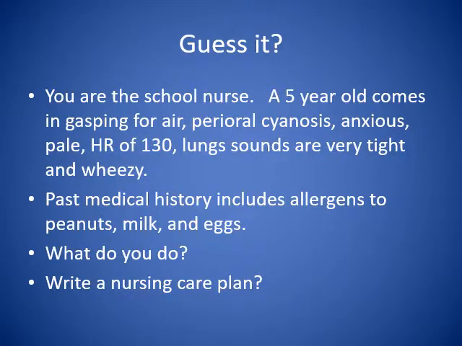So let's guess it. You're the school nurse. You have a 5-year-old coming in gasping for air, with perioral cyanosis, anxious, pale, heart rate of 130, and lung sounds that are very tight and wheezy. Past medical history includes allergies to peanuts, milk, and eggs. What do you do? And write a nursing care plan. Pause me, put some points down, and turn me back on.